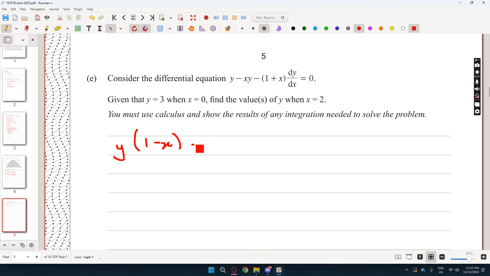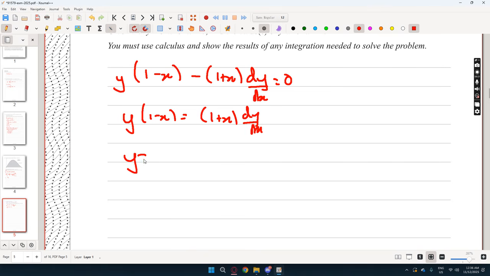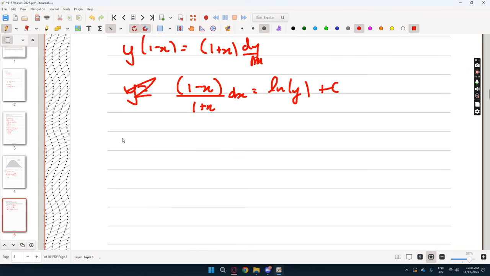y times 1 minus x minus 1 plus x dy dx equals 0. y times 1 minus x equals 1 plus x dy dx. So y equals, oh wait, 1 minus x on 1 plus x dx equals ln of y plus c. So this is, you can say, okay, so integrate 1 minus x on 1 plus x dx, right?